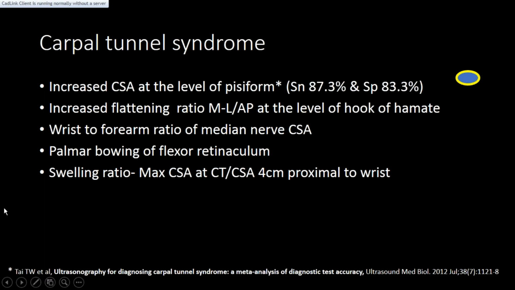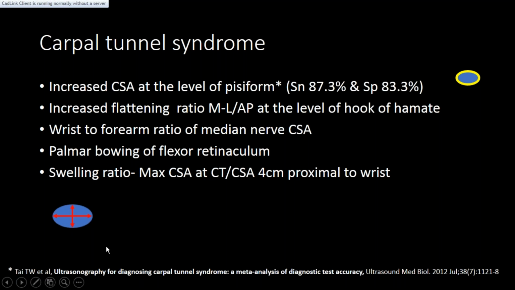Then we have the flattening ratio. How do we measure the flattening ratio? We measure the medial lateral dimension of the median nerve at the level of the hook of hamate, and we measure the AP dimension, and we divide medial lateral over AP.